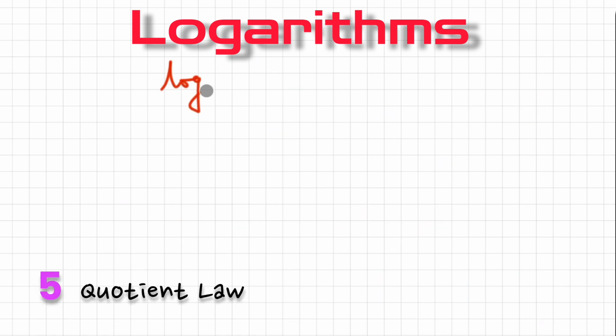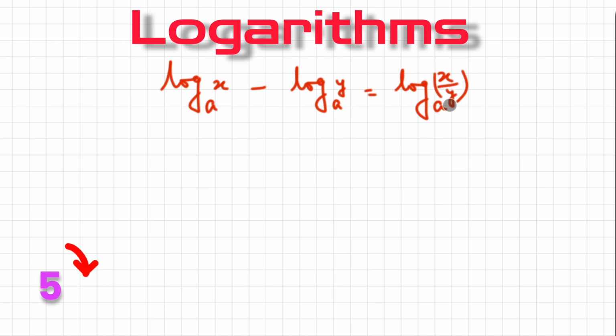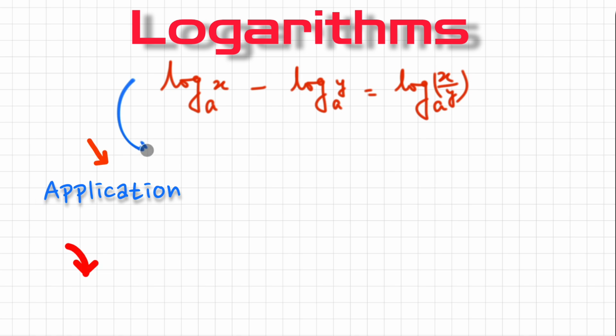Next law is law 5, that is the quotient law. Similarly as the product law, here we will use the subtraction sign. If we have division, we will separate them by subtraction. Or log a x minus log a y can be written as log a of x upon y.